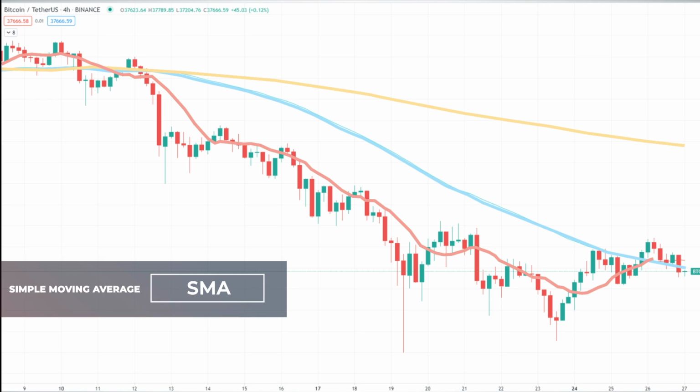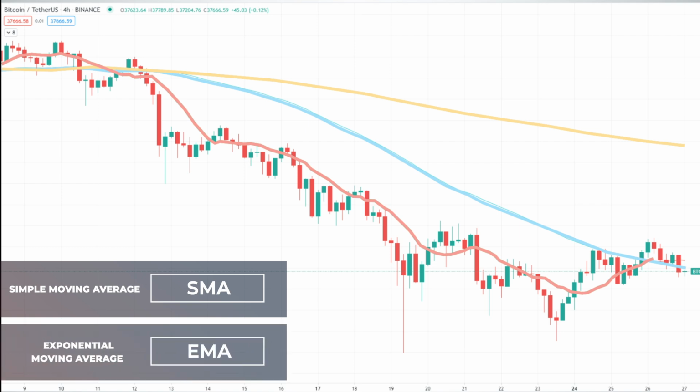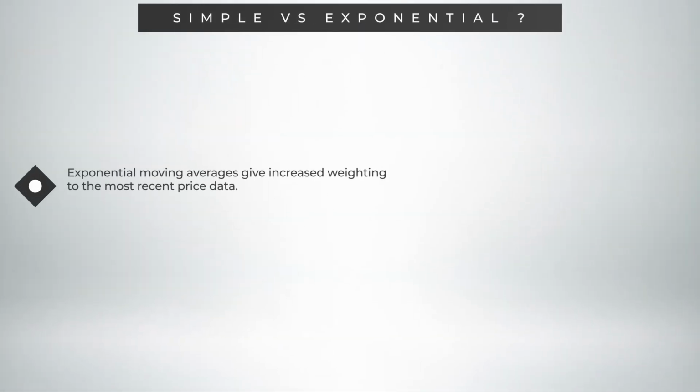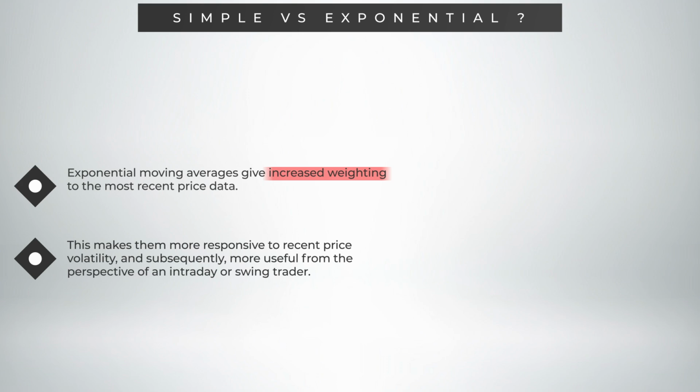For the purpose of our video today, we are also going to be working with a different kind of moving average, known as the exponential moving average, EMA. The difference is that exponential moving averages give increased weighting to the most recent price data. This makes them more responsive to recent price volatility and subsequently more useful from the perspective of an intraday or swing trader.